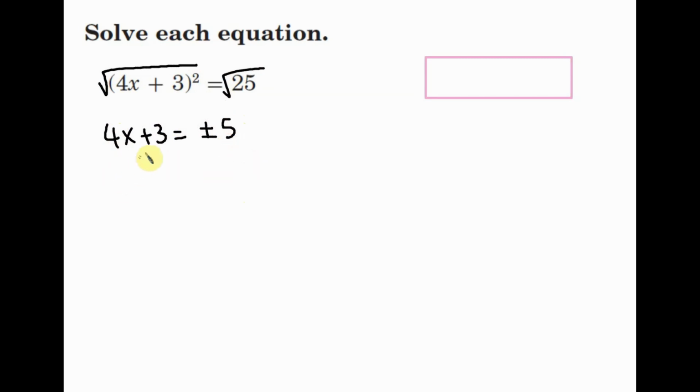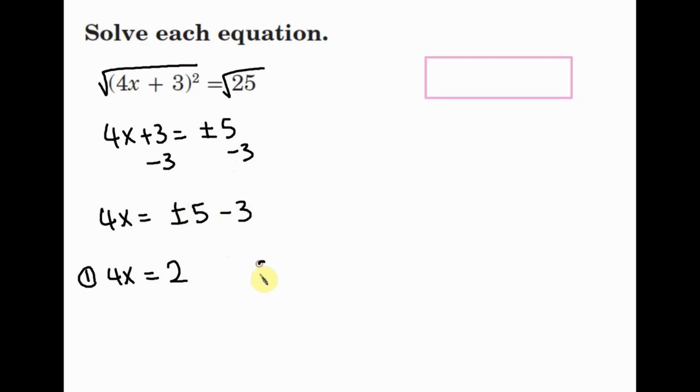So then I'm going to solve this by subtracting 3 on both sides. Then it becomes 4x is equal to plus or minus 5 minus 3. Before you continue, let me split this. One, when 4x is equal to positive 5 minus 3, it will become 2. The second way was when you had 4x is equal to negative 5 minus 3. If you're using negative 5, then it becomes negative 8.